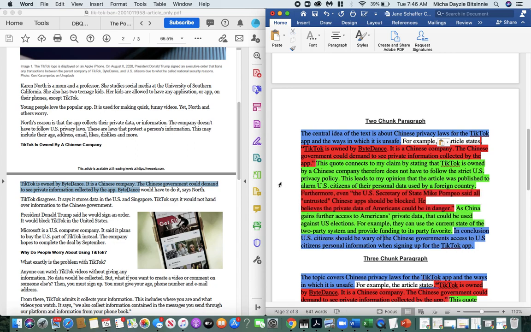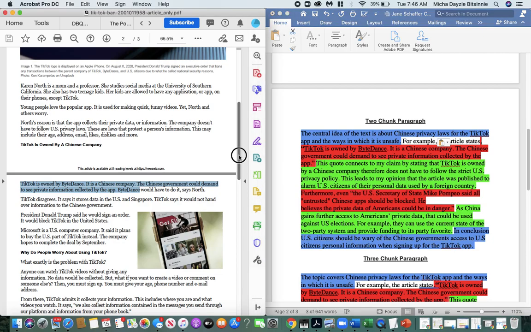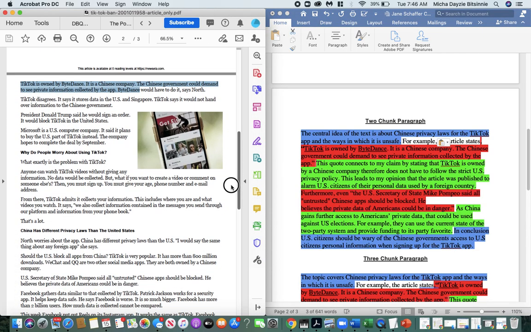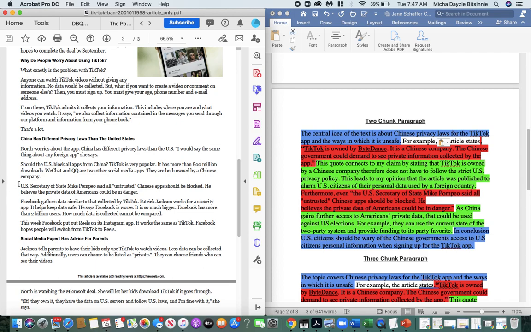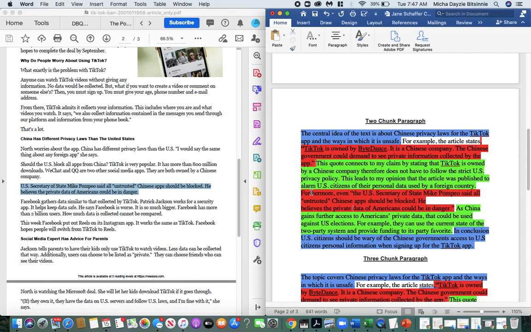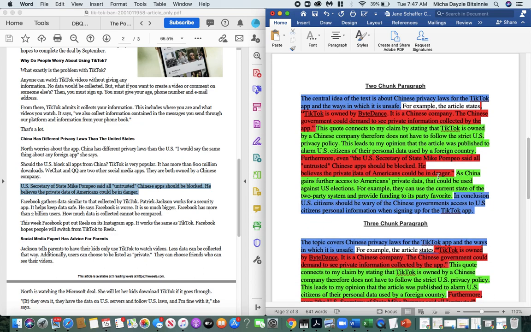So we pull a concrete detail from the text. Let's see where we can find that. Right here. So notice they just copied and pasted into the text. So they copied and then they pasted in here. All right, so they're introducing the quote. Furthermore, even the U.S. Secretary of State Mike Pompeo said all untrusted. So again, notice that it's in quotation because they pulled it from this text.